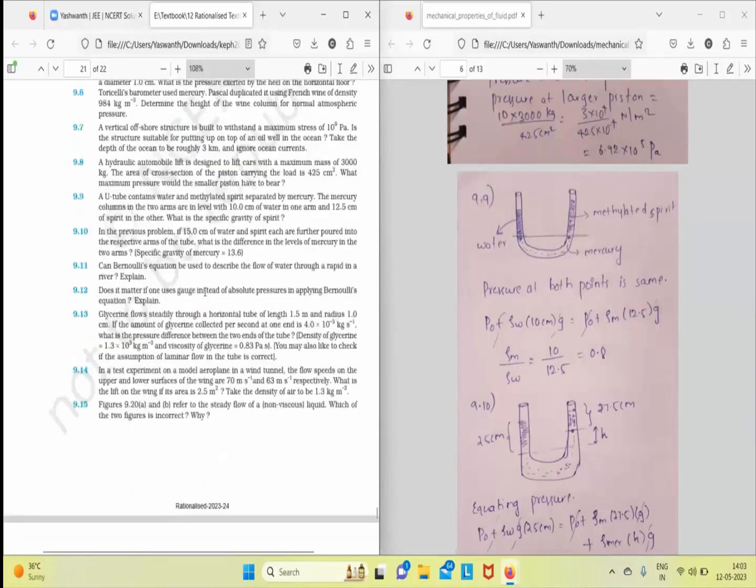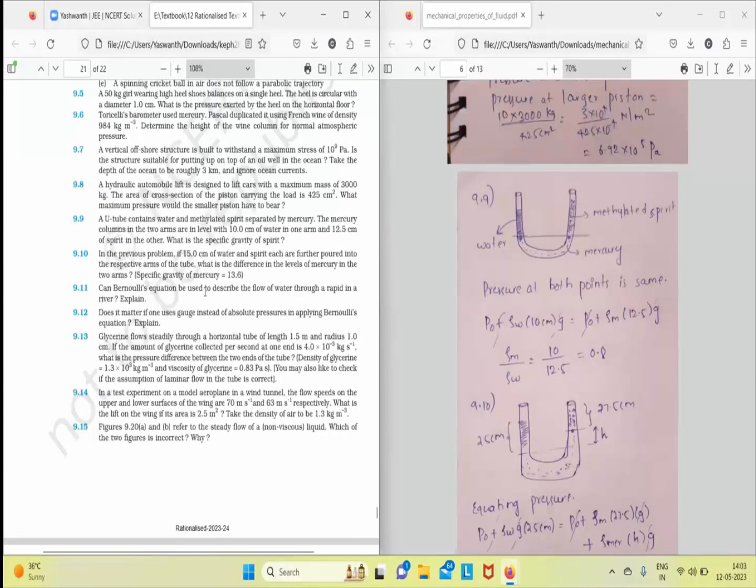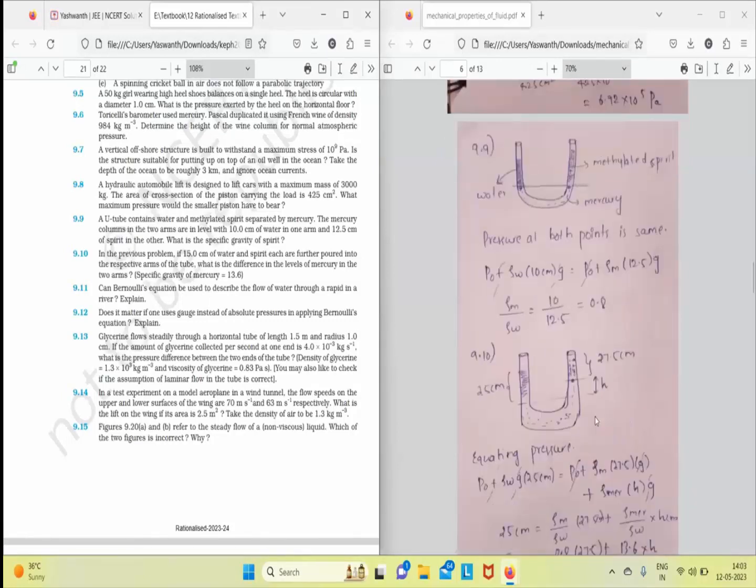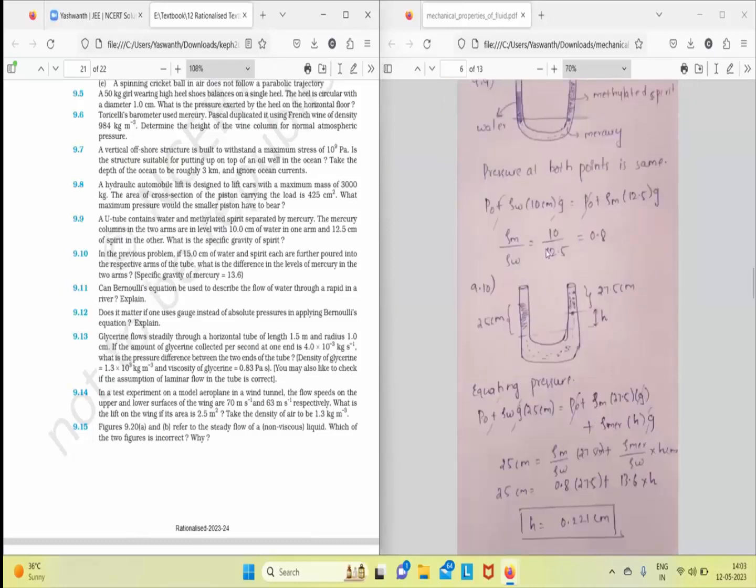So where are we? In the next question, in the previous problem, if 15 centimeters of water and spirit each are further poured into the respective arms of the tube, what's the difference in levels of mercury in the two arms? In the previous question, we had 10 centimeters of water and 12.5 centimeters of methylated spirit. Now I pour 15 centimeters of water in the left arm and 15 centimeters of methylated spirit in the right arm. So this will be the scenario now.